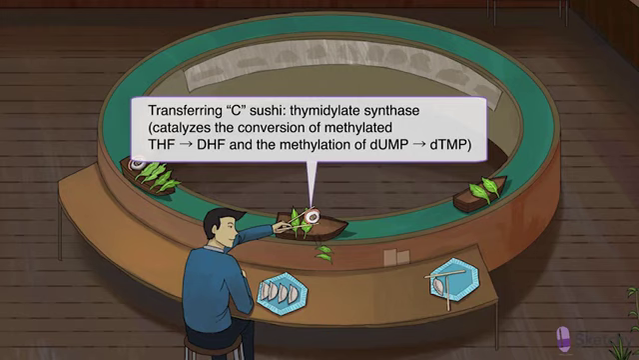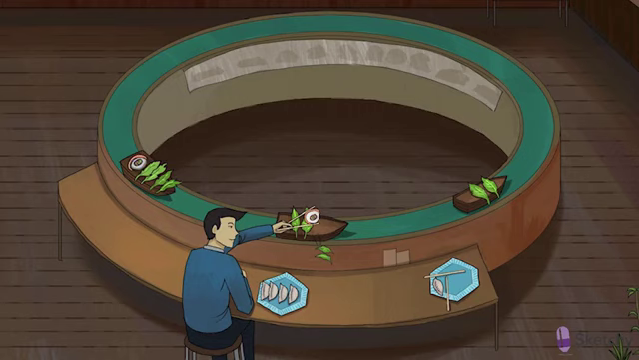This whole process is catalyzed by thymidylate synthase. In order to keep producing more thymidine deoxynucleotides, you need to recycle that folate so it can donate more carbons. In other words, you've got to turn that dihydrofolate back into tetrahydrofolate, and here's how that happens.